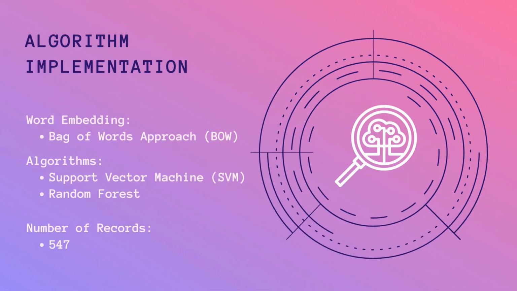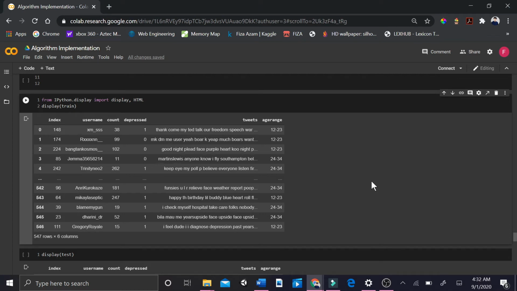Algorithm implementation. We opted for the bag-of-words embedding approach. Next, we selected support vector machine and random forest algorithms for our study. Lastly, we fed 547 records of our training set to both of the algorithms for training our models. This is what our training set looks like.